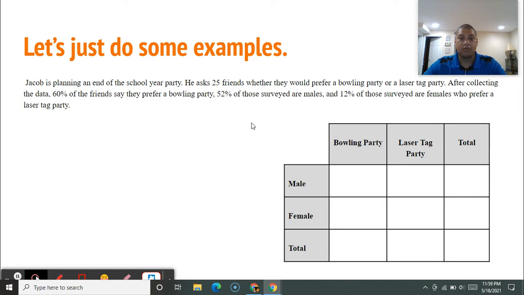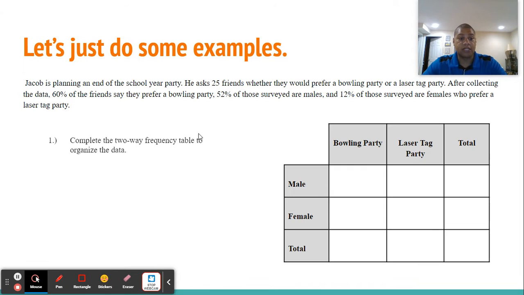Basically, there's a party, and we've got some data that we collected about the people who want to come to this party. Right now, it's all given to us as percentages, and we're going to fill in this chart as such. First thing it tells us to do, complete the two-way frequency table to organize the data. So, what is two-way frequency? Well, two-way means I'm comparing males and females, but I'm also comparing bowling party and laser tag. So I get two ways that I'm comparing this data.